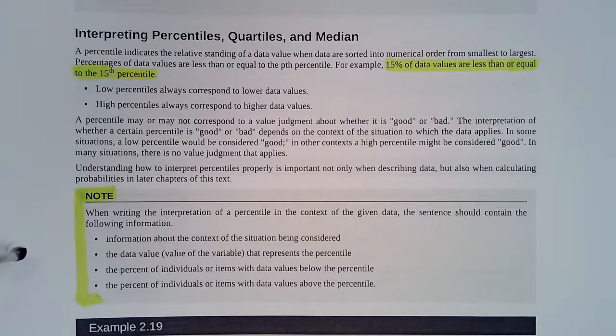When it comes to interpreting percentiles, quartiles, and the median, the percentile is just telling you how much of your data values are less than or equal to that. So you want to put the information back into context of the situation, include the data value as it represents the percentile, saying what percent is below that and what percent is above that. But always put it back in context of the situation.